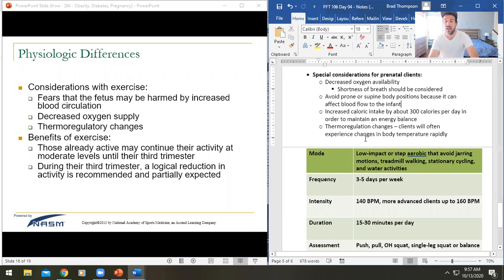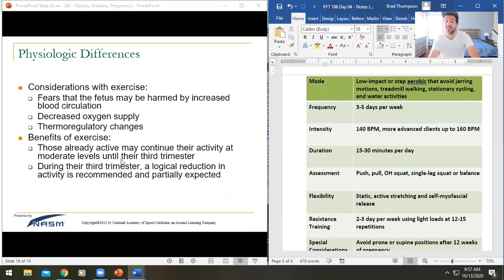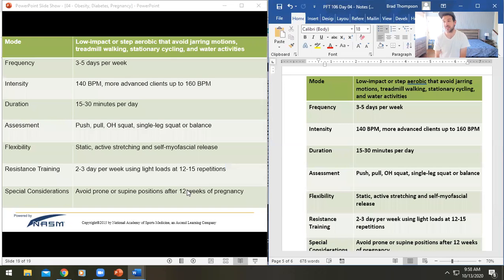And then obviously the last one here, and I love this, during the third trimester, it does not mean that you need to stop exercising, but a logical reduction in exercise will likely be necessary. Meaning, yeah, bring it back. Let's not do any burpees while you're in the third trimester, but it doesn't mean that you can't be active.